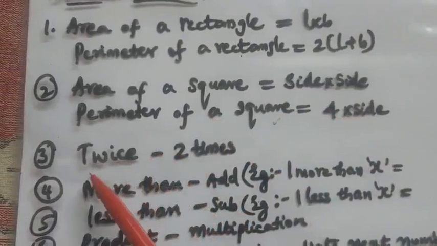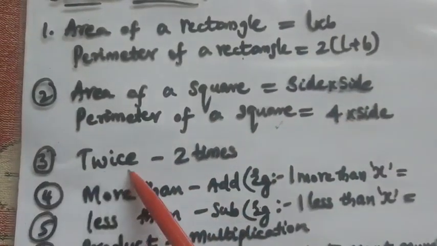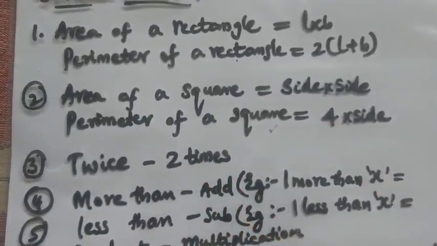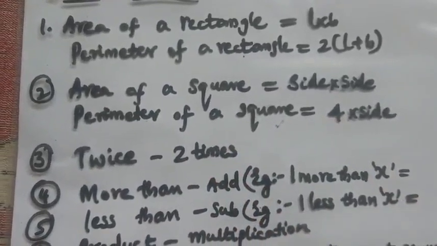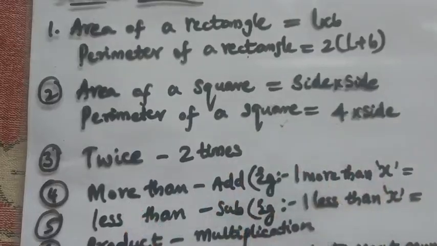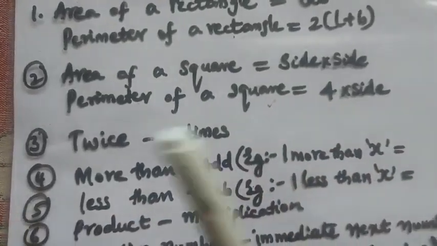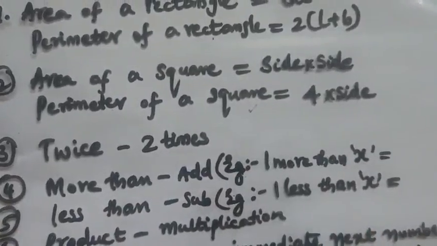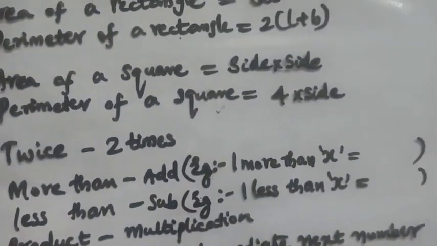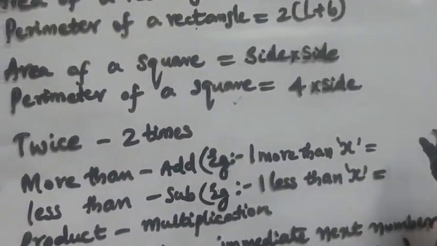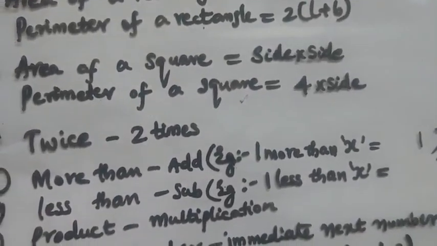Now, whenever the word twice is used in a word problem, it means we have to multiply by 2, or in simple words, it is 2 times. Whenever the words more than come, you have to do an operation like addition. I have written here add, and here I am giving you one example like 1 more than x. Now how to write 1 more than x? I'll just show you. You just write down more than.